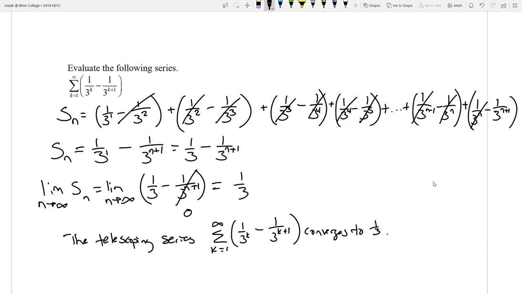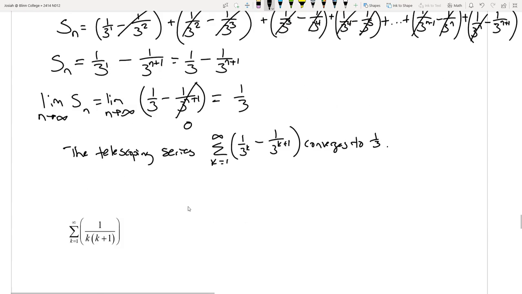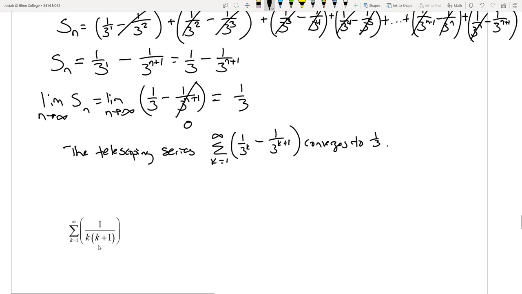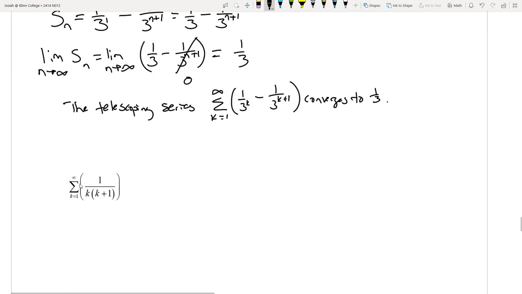But wait, you may ask, we did an example earlier in this very section that didn't look like a telescoping series and didn't look like a geometric series. In fact, it was this problem right here. For this one, we just sort of plugged in 1, then plugged in 2, and just added them together until we got a pattern. But this is actually a telescoping series. It's just sort of hidden.